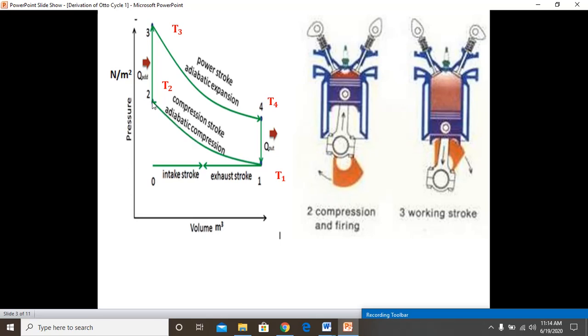The PV diagram consists of 1 to 2 adiabatic compression, and 2 to 3 constant volume heat addition process. This cycle is also called the constant volume cycle. 3 to 4 is adiabatic expansion process, and 4 to 1 is heat rejection process.